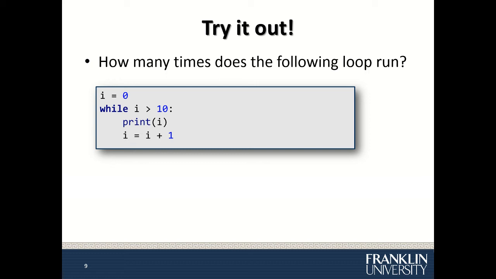Let me ask you here, how many times does the following loop run? How many times? So i equals 0 while i is greater than 10, so that means is 0 greater than 10? Well, 0 is not greater than 10, that's false. That means the loop does not get executed. Thank you.